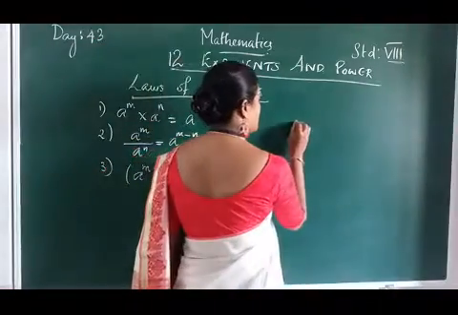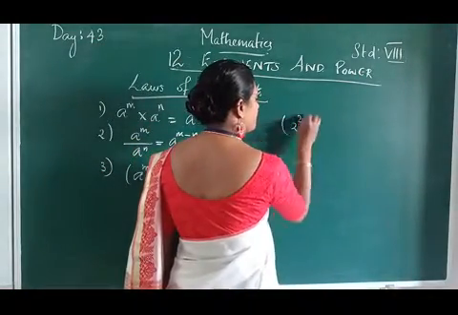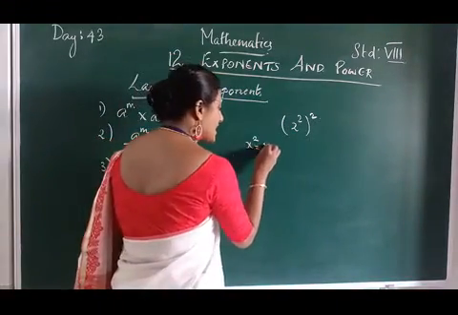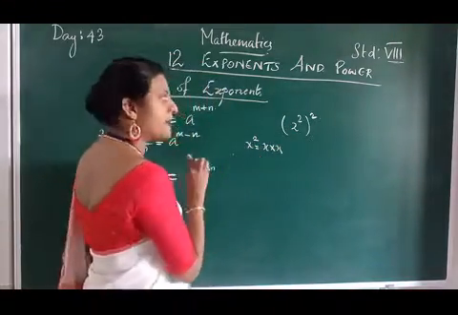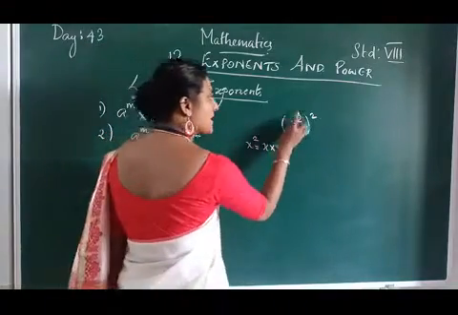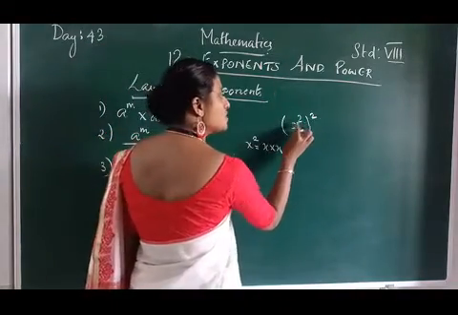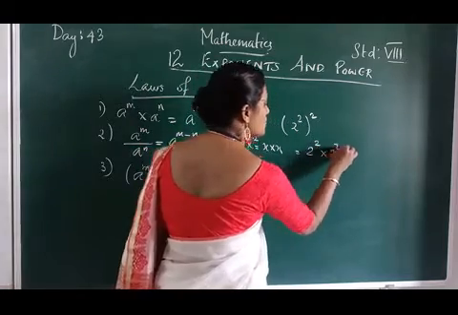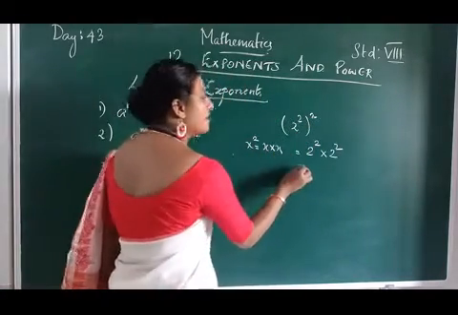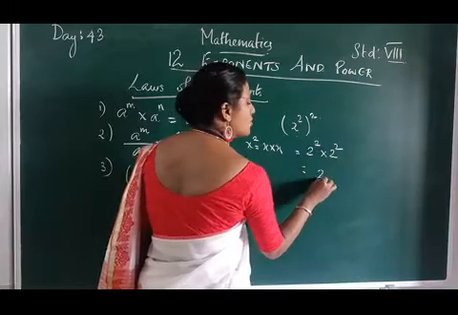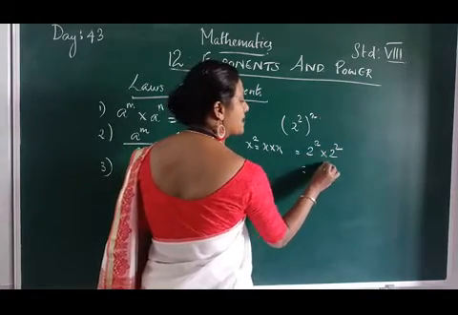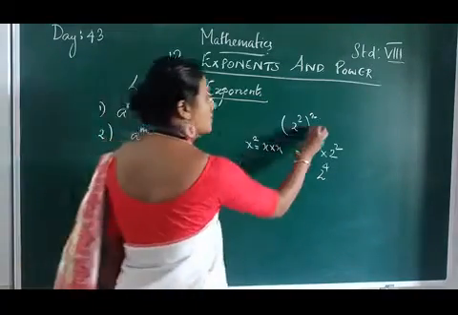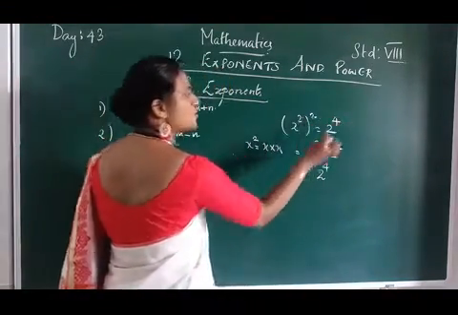What is 2 square, the whole square? x square means x into x, x is multiplied 2 times. Here 2 square, consider it as one number. 2 square, the whole square means 2 square into 2 square, multiplied 2 times. And what is 2 square into 2 square? Since this is multiplication, add the powers, that is 2 raised to 4. 2 raised to 4 means 2 into 2 into 2 into 2.